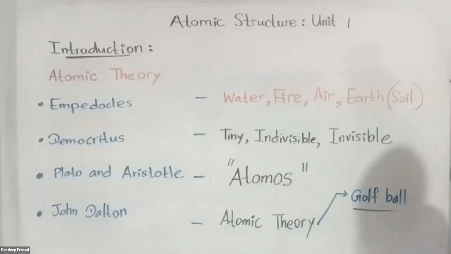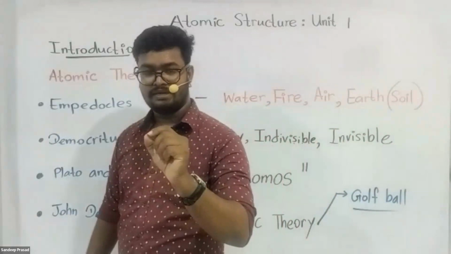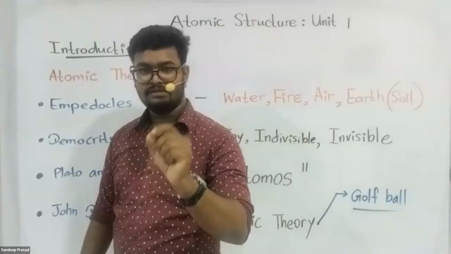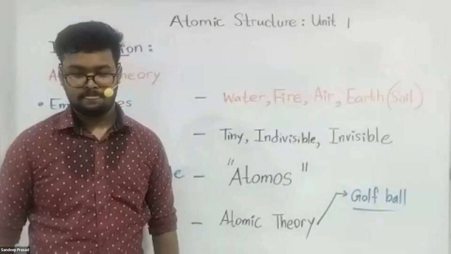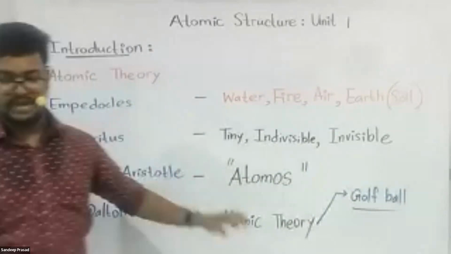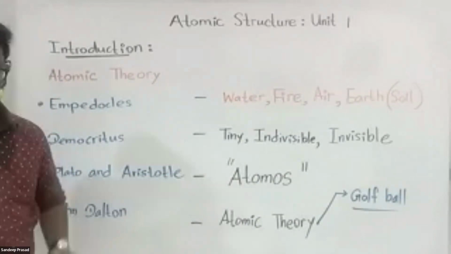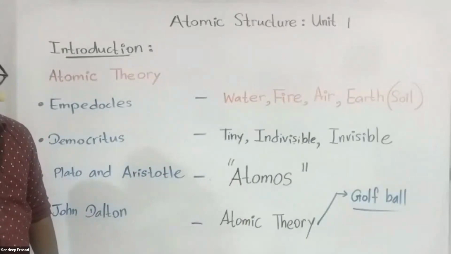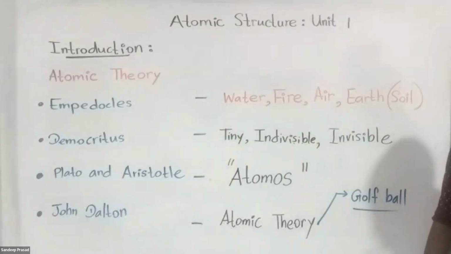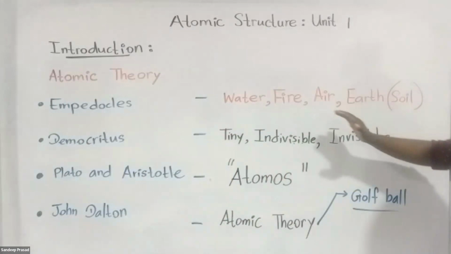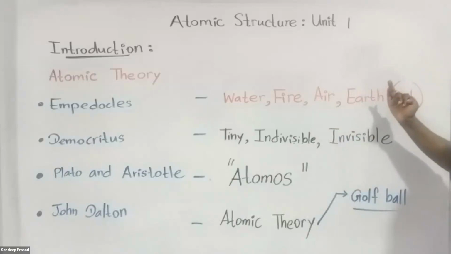John Dalton said that according to his theory, atom looks like a golf ball. Understood? Atom looks like a golf ball. We cannot divide that one further. So that is the main concept of atomic theory represented by John Dalton. Right? So you can understand how this concept is made. In ancient time, they were thinking that everything is made by these four fundamental particles: water, fire, air, and earth.